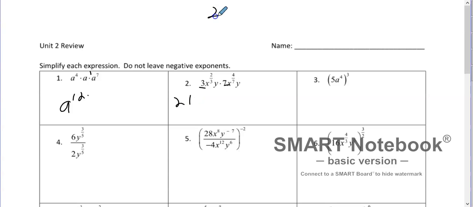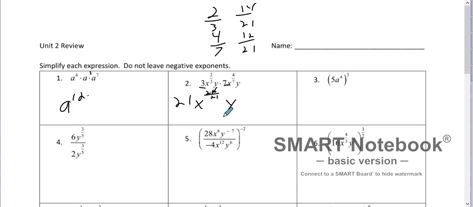The problem is 2/3 and 4/7 can't be added. We have to find a common denominator. That will be 21. Just come off to the side. 3 times 7, 2 times 7. 7 times 3, 4 times 3. And that gives us x to the 26/21sts. That's a little 6 there. And the y just tags along.